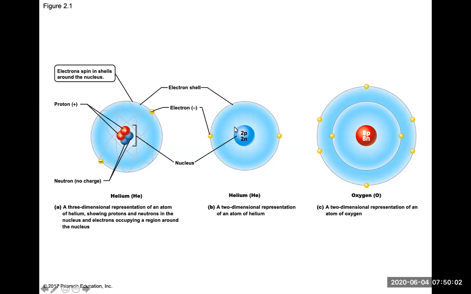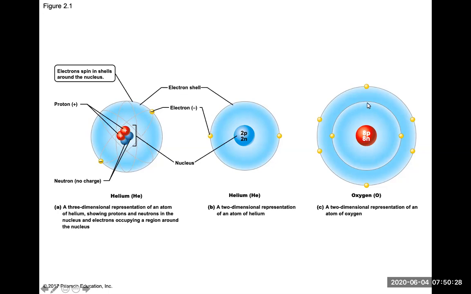This is another look at helium, showing there are 2 protons in the nucleus, 2 neutrons in the nucleus, and 2 electrons in that first electron shell. If we look at oxygen, it actually has 8 electrons, 8 protons, and 8 neutrons. In its nucleus, it has 8 protons and 8 neutrons, but the 8 electrons are split up between shells.